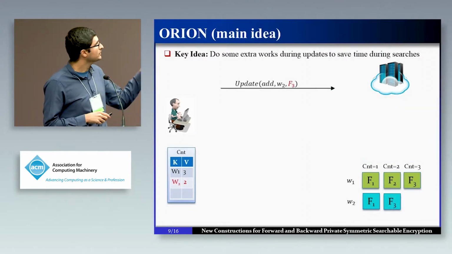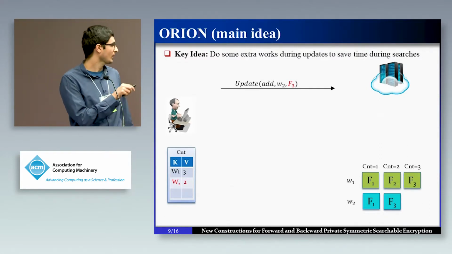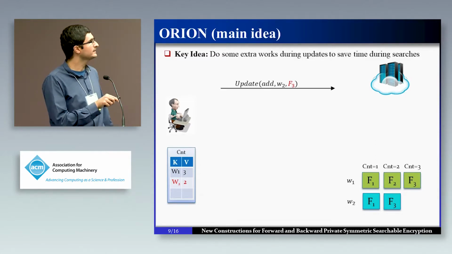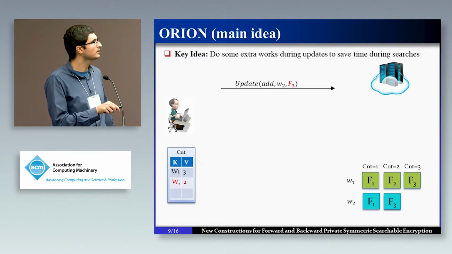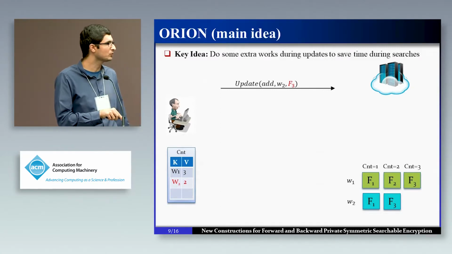Consider we want to add keyword W2 to file F3. At this point, the client increments the counter and sends this file to the server. The server stores this file in the list of the corresponding keyword, which is W2.